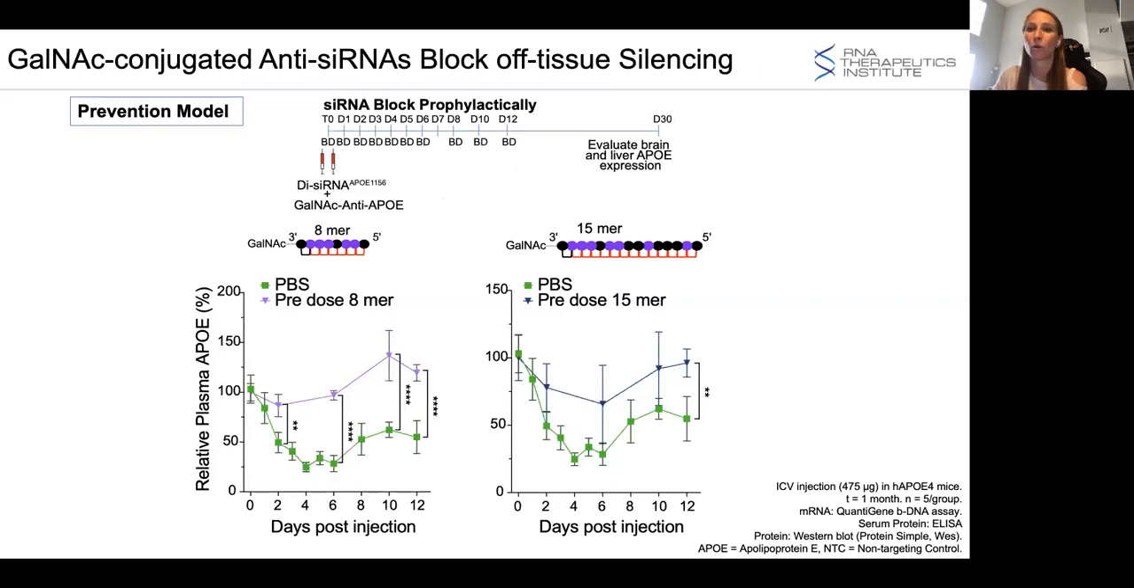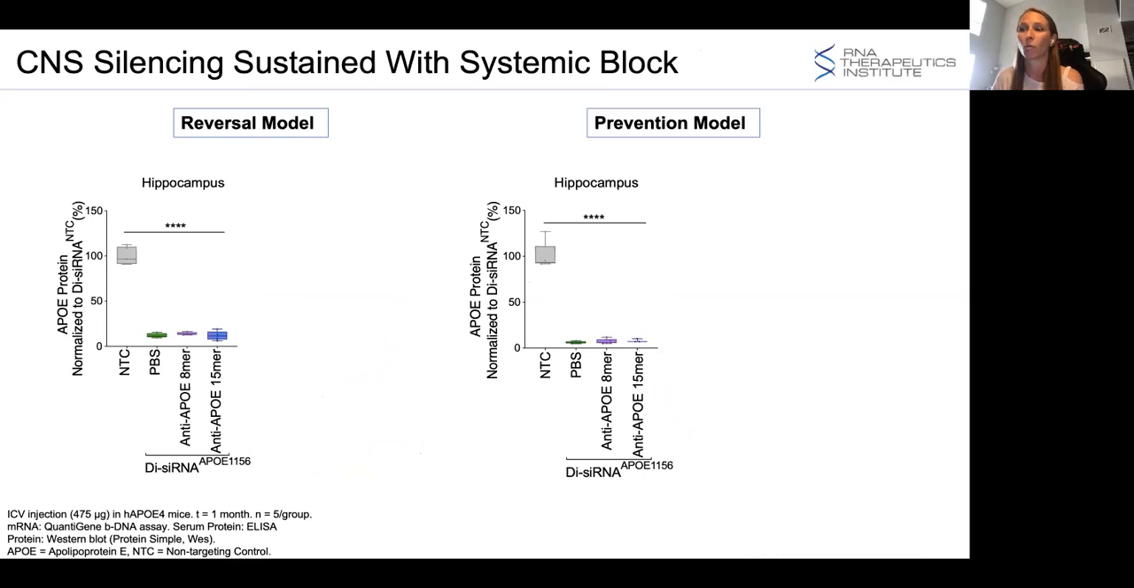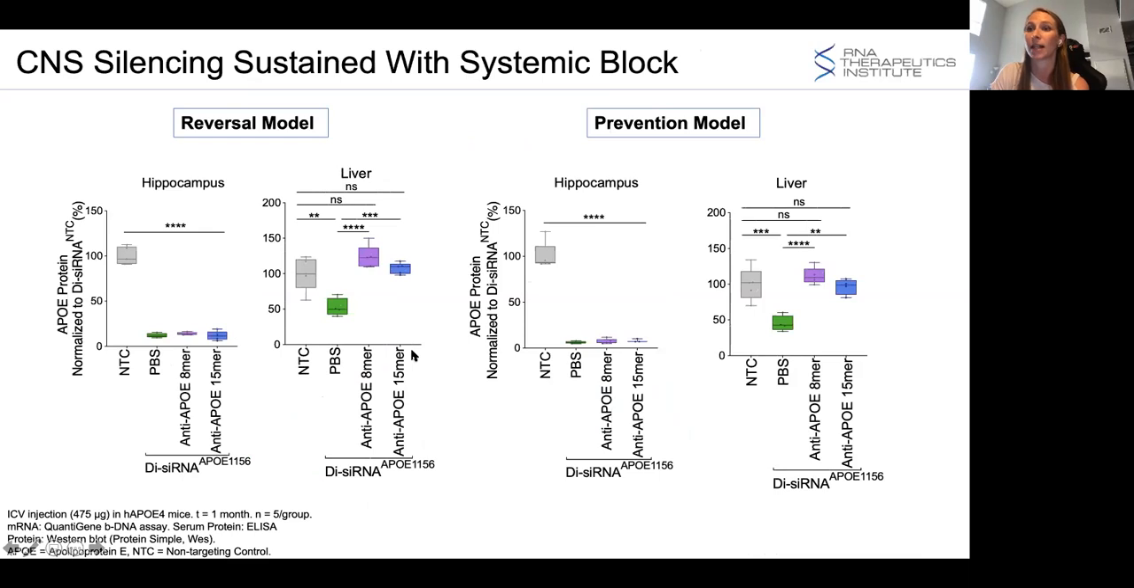In our prevention model, we were able to completely block the effect of systemic exposure in both the 8-mer and 15-mer groups, as seen here, compared to our PBS controls in green. And once again, the 8-mer is more statistically significant. Most importantly, when we look at silencing in the brain 1 month post-ICV injection, we see sustained CNS silencing in all groups. And when we evaluate silencing in the liver compared to our PBS control, we see a rescue and a block of hepatic APOE expression.